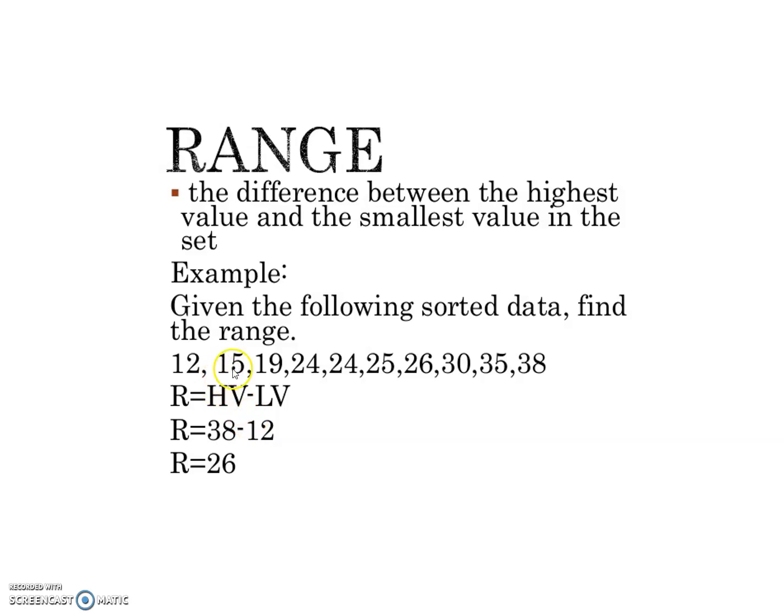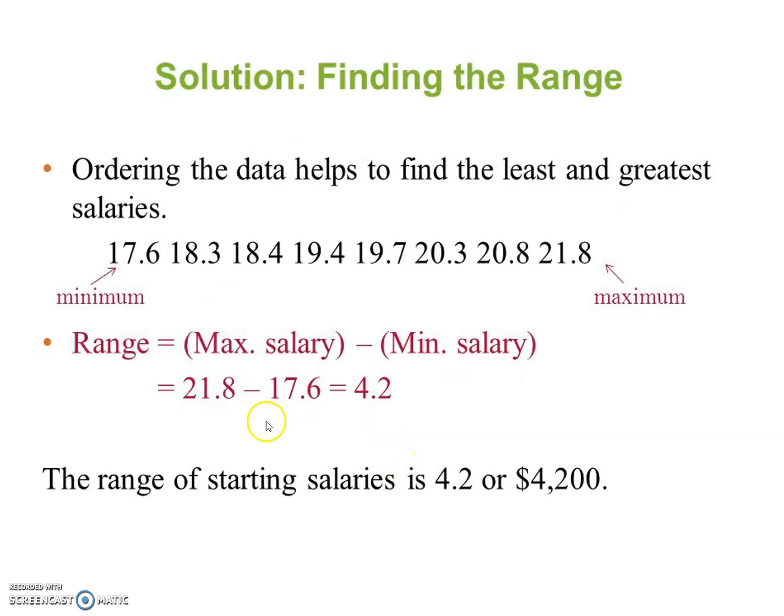Yes, 12. Sometimes the lowest value may be in the middle. We have to check each and every value to see which is highest or lowest in the given data. That is, arrange it in increasing order. That is easier to identify which is lowest and which is highest. That's why range is equal to 38 minus 12. Range is equal to 26.